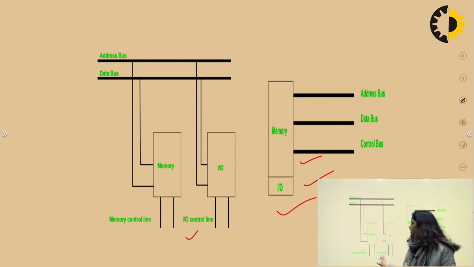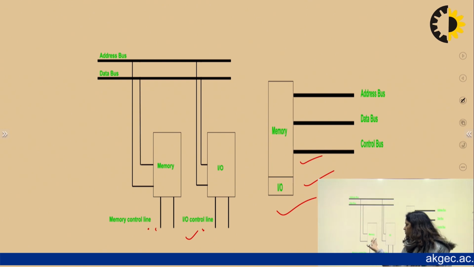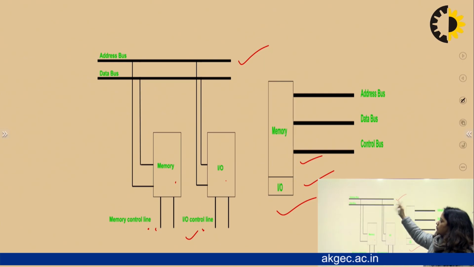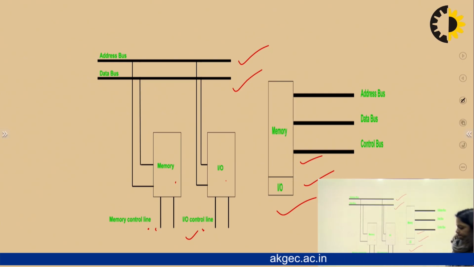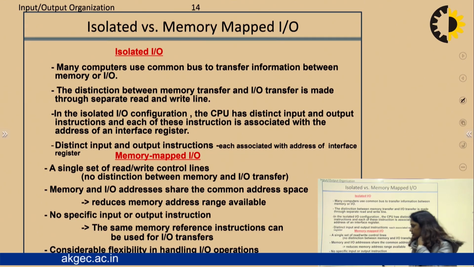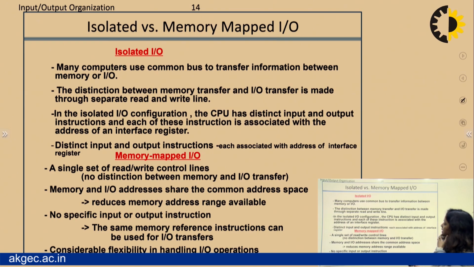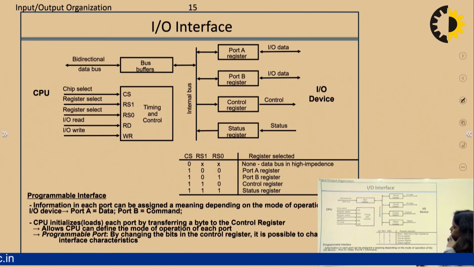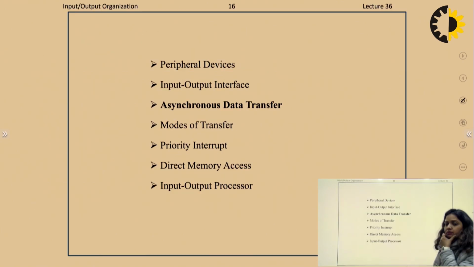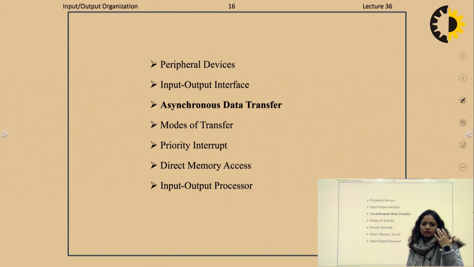Here we have a separate set of control lines for both memory and input output, but common address and data bus. So that one is the isolated input output scheme, and the second one is the memory mapped input output scheme, which we have already discussed. So this is the detailed discussion about the bus organization along with your memory, input output devices and your CPU.